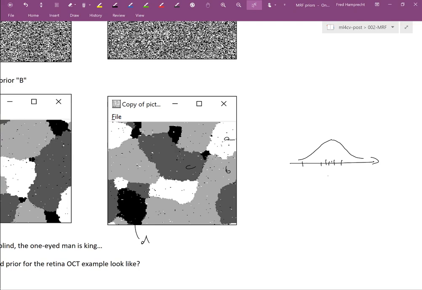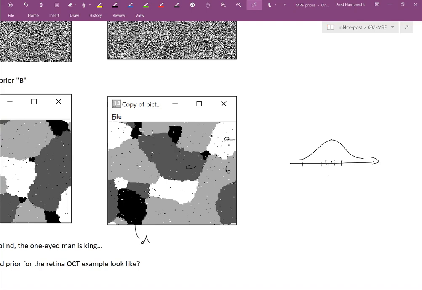And the prior lives in an extremely high dimensional space, because we have, in this case, 4 possible classes per pixel, and then, I don't know, 1 million or something pixels. So here it's a discrete prior, or a prior over discrete space, but it's very, very big.